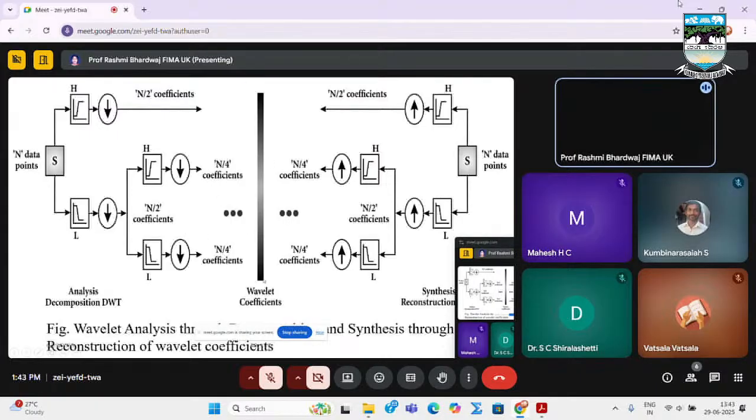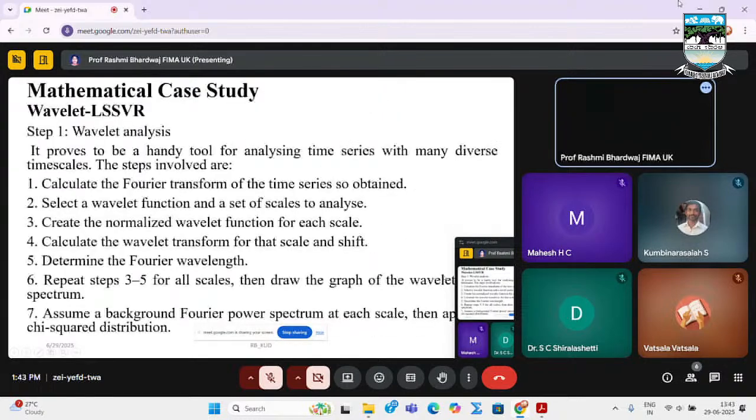These are the wavelet coefficients, and this is the reconstruction of that. You have an n by 4 coefficient, combining these you have an n by 2, combining this you get the n data points. So this is a synthesis of the data: decomposition, and then using a wavelet method, reconstruction of these data. So this is in general a wavelet LSSVR.